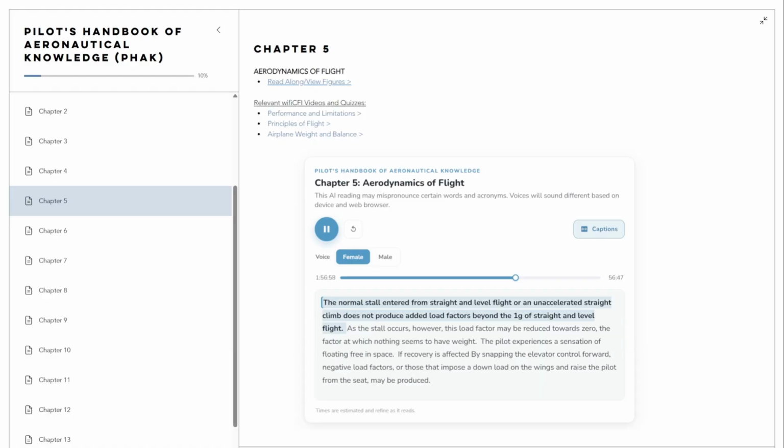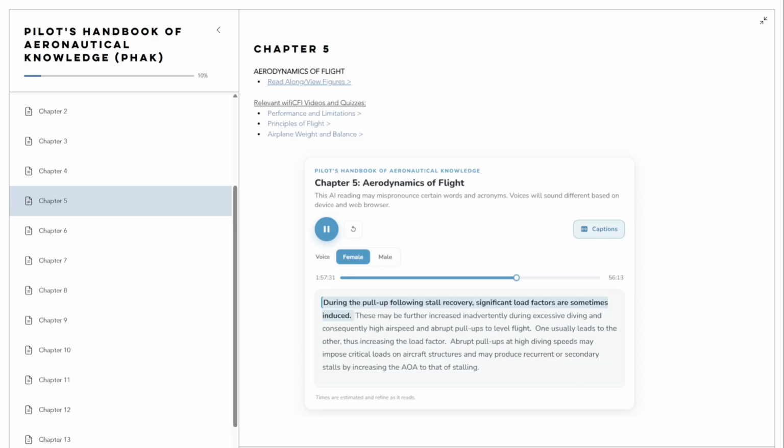Stalls. The normal stall entered from straight and level flight or an unaccelerated straight climb does not produce added load factors beyond the 1 g of straight and level flight. As the stall occurs, however, this load factor may be reduced toward 0, the factor at which nothing seems to have weight. The pilot experiences a sensation of floating free in space. If recovery is effected by snapping the elevator control forward, negative load factors, or those that impose a down load on the wings and raise the pilot from the seat, may be produced.